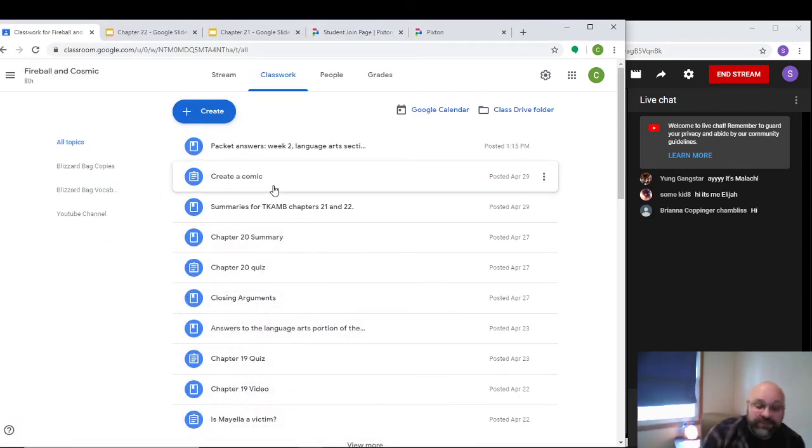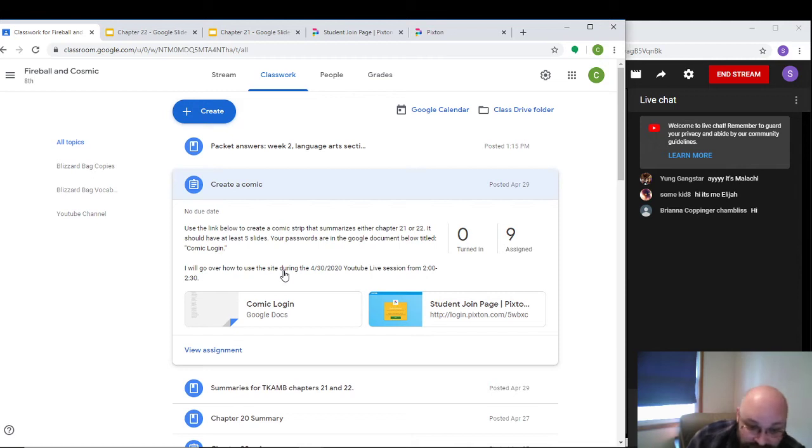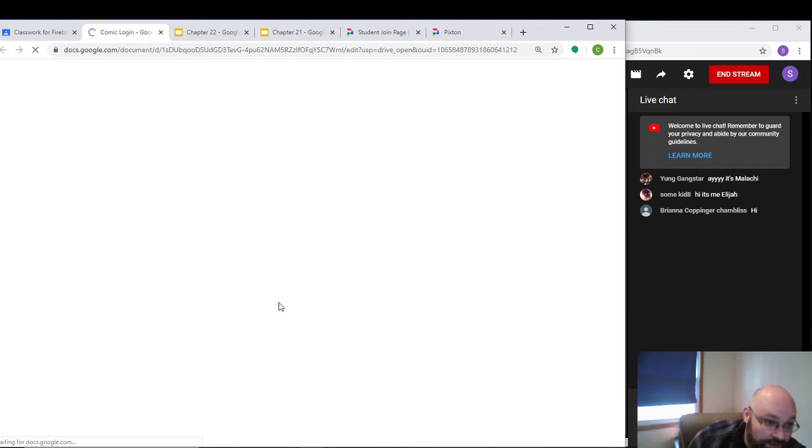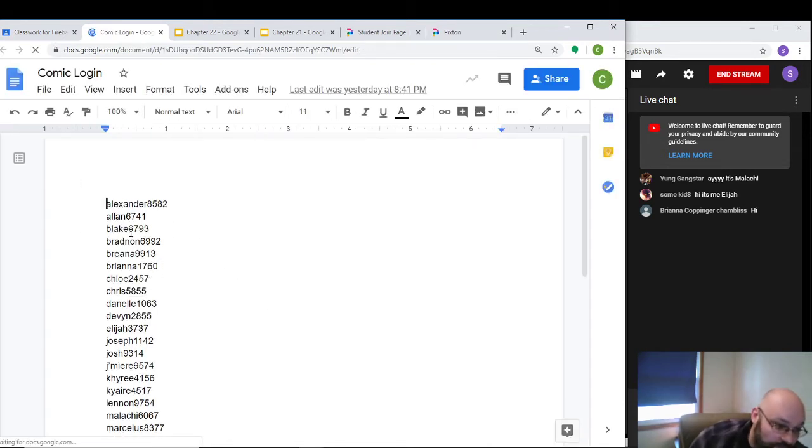The big activity, and the reason I went quickly through chapters 21 and 22, is that your activity is going to be to create a comic book. When you click on the Create a Comic link, you will see a comic login link and a student join page link. The comic login link will have each of your names, and it will have a number after it, and that's what you will use to log into the website.